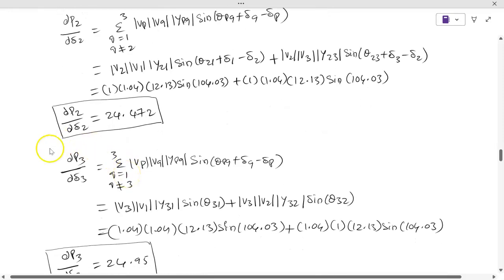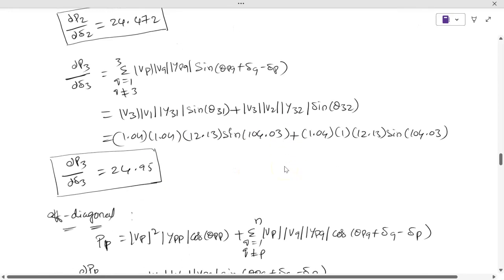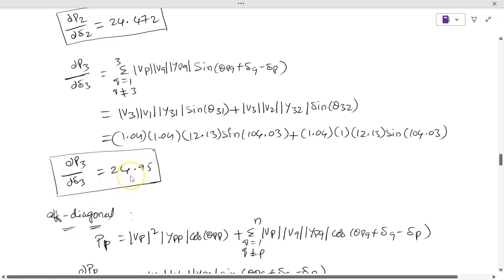Then the other diagonal element, ∂P3/∂δ3. Here Q is not equal to P, and P is 3, so Q is not equal to 3. Therefore Q is equal to 1, 2. So P is constantly 3 in both terms, and Q is 1 in one term and 2 in the other. After substituting, we get this. So those are the diagonal elements of the J1 matrix.